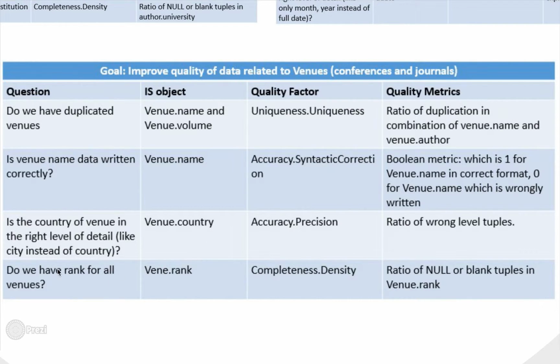The final question is: do we have rank on values? And this factor should be the completeness of density on the value rank. So we will measure by the ratio of null and blank values in the value rank.